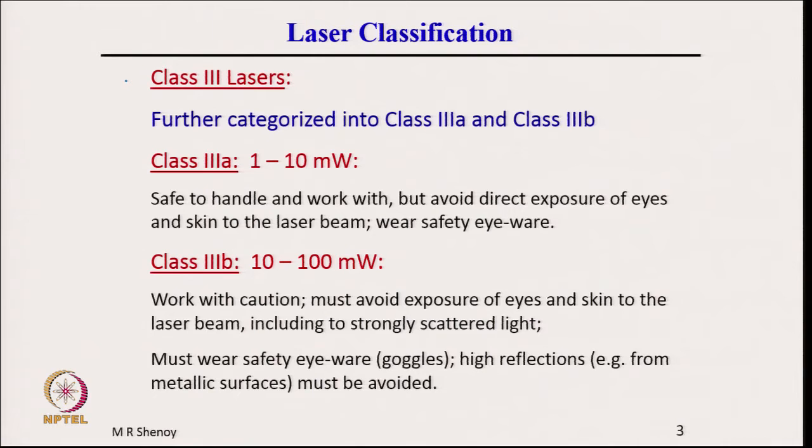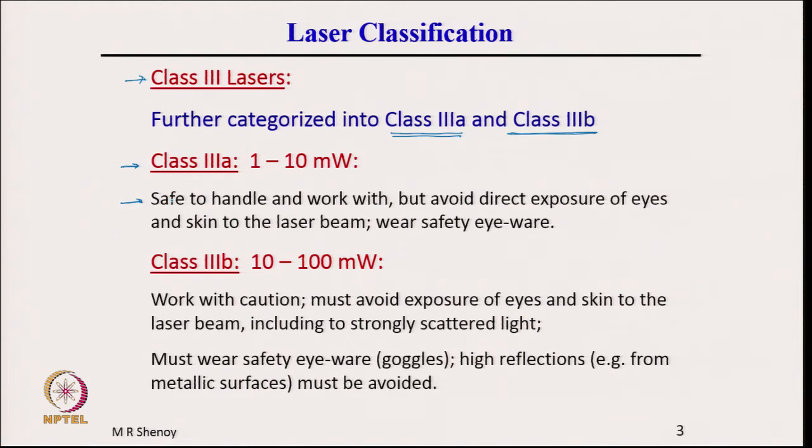Let us go to the next class, which is called class 3 lasers. This is further categorized into class 3A and class 3B. I must mention that there are many other classifications based on various other things, but these are the broad classifications. So, class 3A and class 3B lasers. Class 3A power levels are in the range of 1 to 10 milliwatt. Again, they are relatively safe to handle.